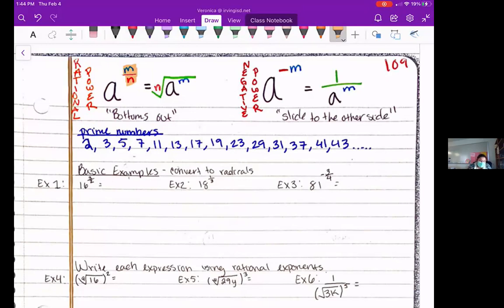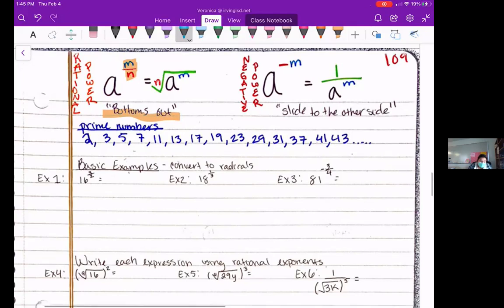Now, you're going to notice that right here, I put "bottoms out" because that's how I remember how to write it. Really, your denominator, do y'all see that n? Whatever's at the bottom goes out, that's it. So that's how I remember what my radical needs to look like, right? Because you have a top and a bottom, you have a numerator and a denominator.